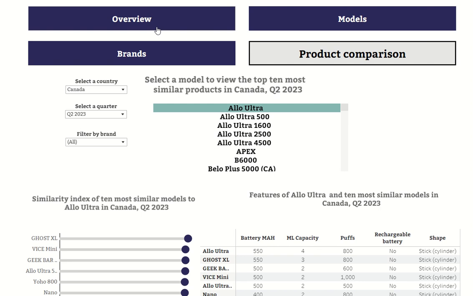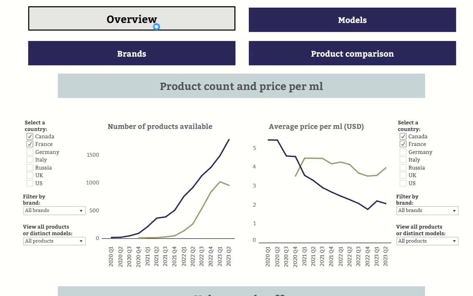So diving a bit more in detail into each tab, the Overview tab is mostly made out of line charts that compare different metrics. For instance, the ones you can currently see compare the number of products available and average price per milliliter, and users can select which country they want to view, and can also filter by brand or view all products or distinct models.